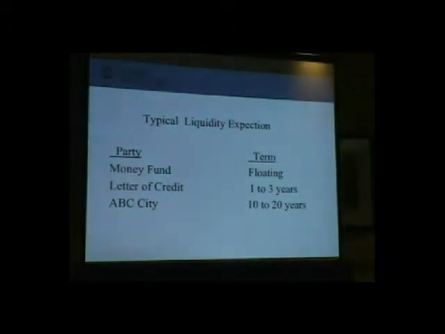The letter of credit extends for 1 to 3 years. And of course, the expectation of ABC City could be 5, 10, or 20 years. It's a much longer liquidity expectation. But that doesn't mean that the liquidity risk is managed for 5, 10, or 20 years. The most assurance that you have, of course, as an issuer, is based on that letter of credit, 1 to 3 years. And you don't know what the cost or availability of that letter of credit is going to be after 1 or 3 years.